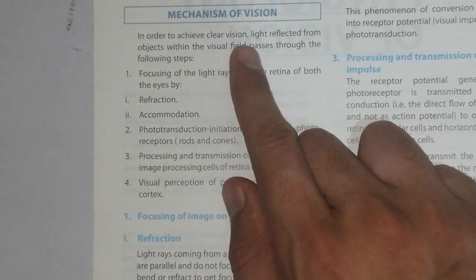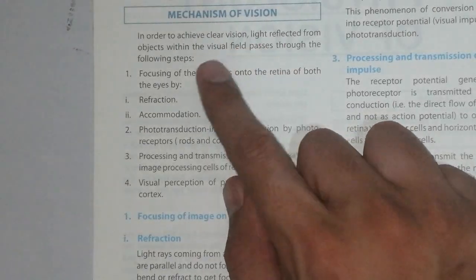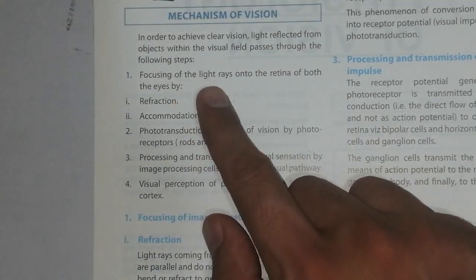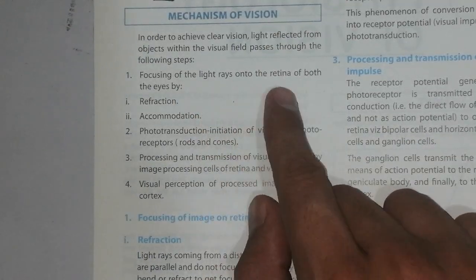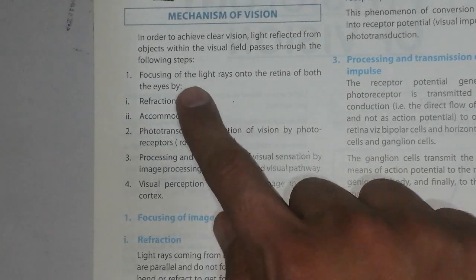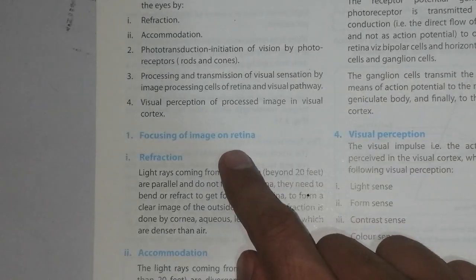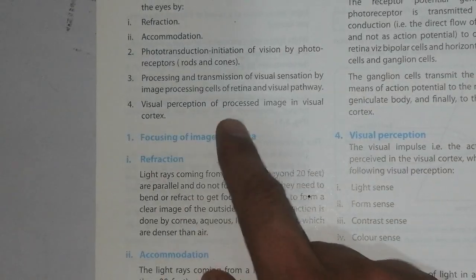In order to achieve color vision and clear vision, the light reflected from the object goes through the visual pathway by following these steps: focusing the light rays on the retina of both eyes by refraction, accommodation, phototransduction, processing and transmission of the visual sensation by the imaging process and the cells of the retina and visual pathway, then focusing of the image on the retina, and visual perception of the perceived image in the visual cortex.